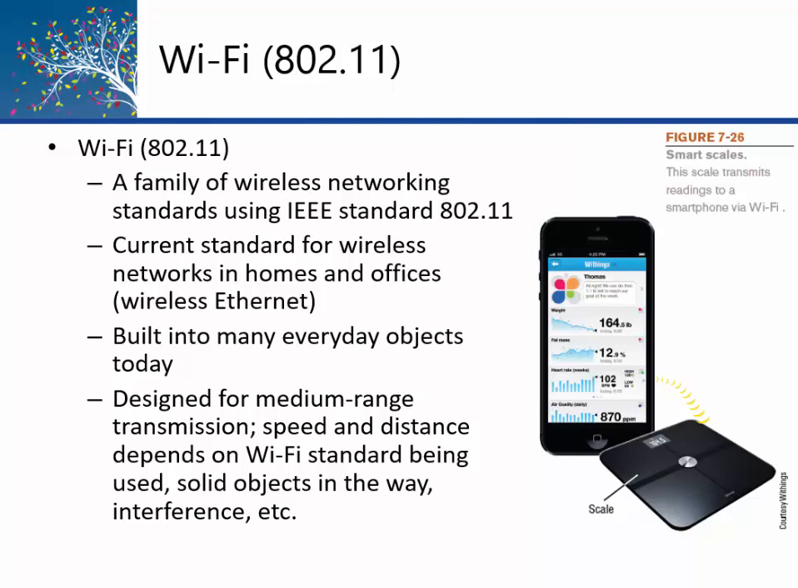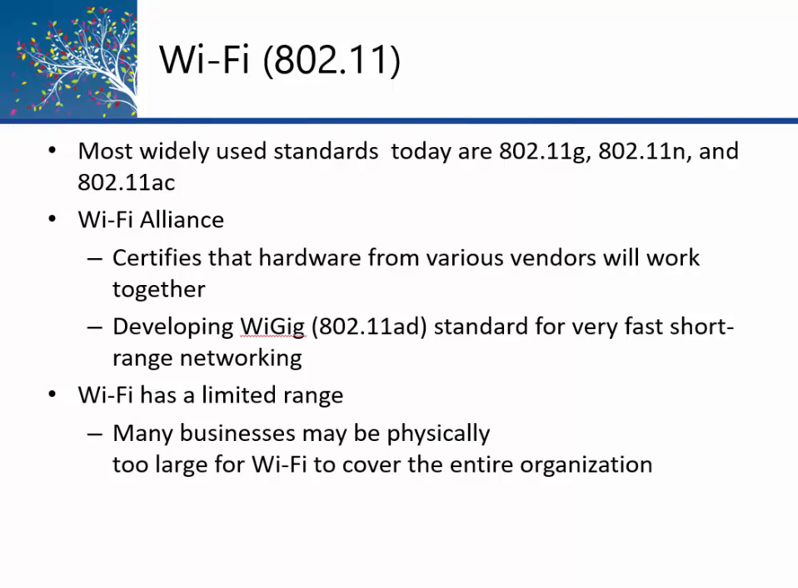802.11 is well-known. It's the standard for Wi-Fi, wireless, and it has its own set of rules, and it's constantly evolving. Right. 802.11g, 802.11n, 802.11ac, these are all protocols, versions of 802.11, versions of Wi-Fi that are out there, and it's going to continue to evolve and change, and there will still be modifications and edits to 802.11.